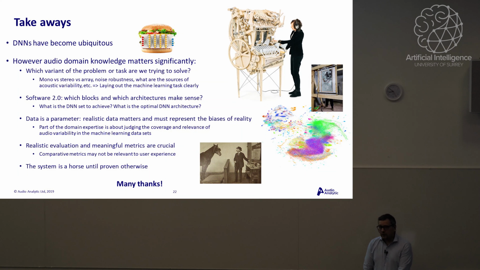Right, so, takeaways from this talk. DNNs have become ubiquitous. I'm kind of provocatively packaging them into a hamburger. You don't even have to ask yourself, just go for the DNN. But at the same time, it's for reasonable reasons: they are nonlinear, they can approximate any function, they are tractable, and so on. So there are reasons for the success and the ubiquity of DNNs.